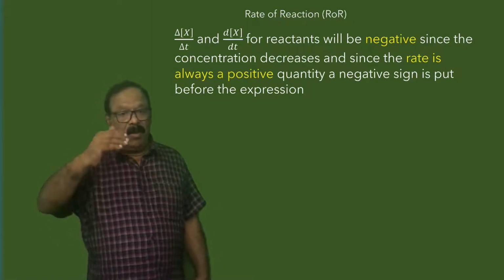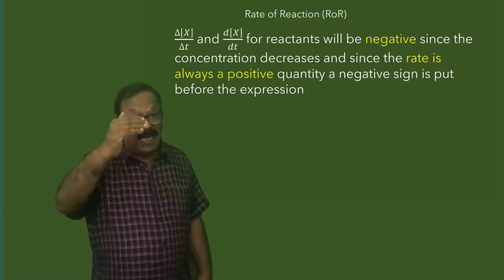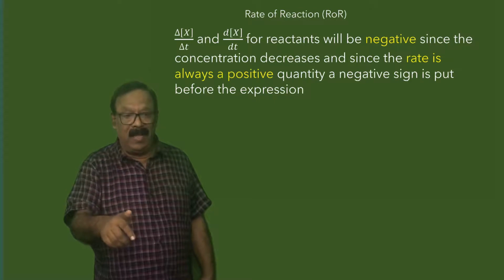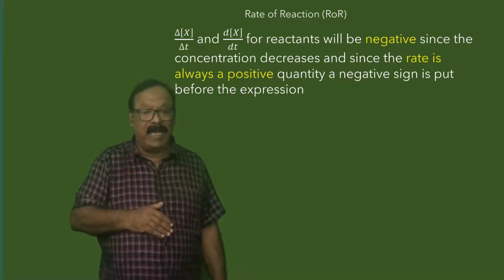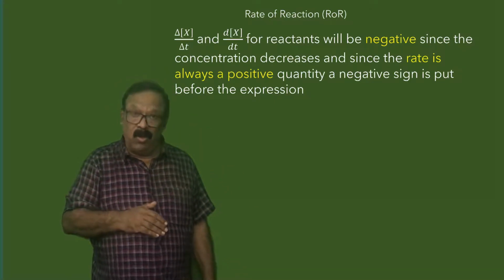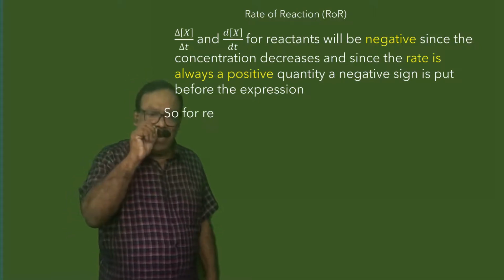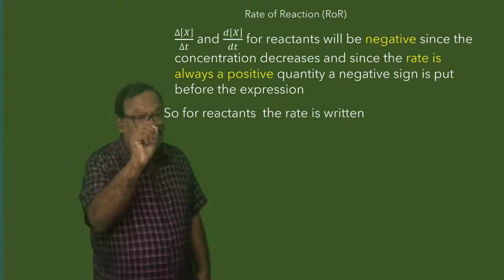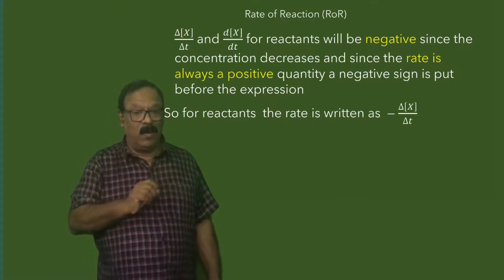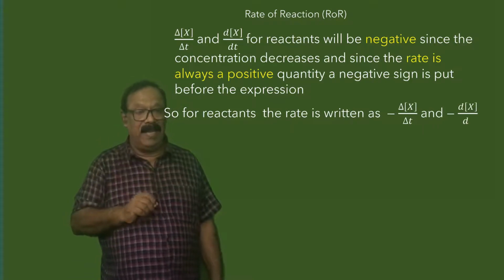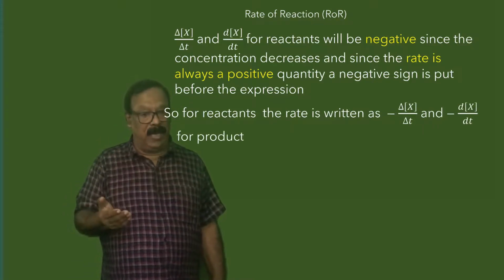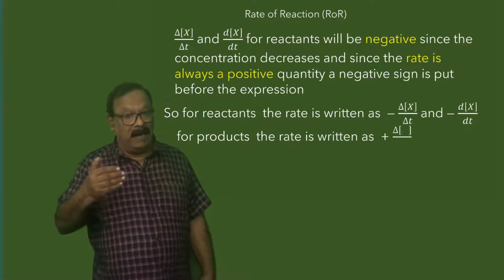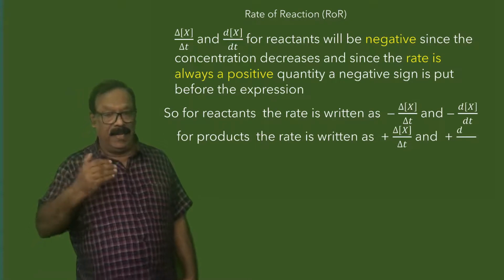Okay. So, in the case of a reactant, delta X is negative. To make that negative positive, we add a negative sign in front of it. So in the case of a reactant, the rate is written as minus delta x by delta t, or minus dx by dt. For a product, that sign is not needed. We write plus delta x by delta t and plus dx by dt.